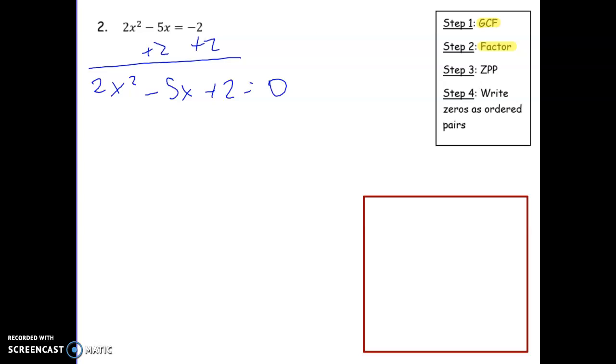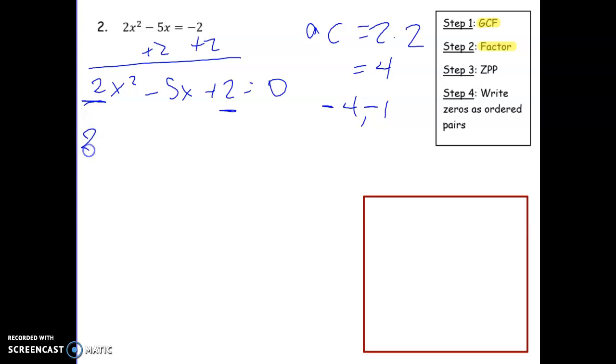Anytime I have a trinomial, I'm going to do A times C. In this case, A is the 2 in front of the x squared. And C is the 2 here at the end. So I have 2 times 2, which is 4. So I need two numbers that multiply to be 4 and add to be -5. Well, I know that 4 and 1 will give me 5, but I need a -5. So I need both of those to be negative in order for that to work. So -4 times -1 is +4. -4 plus -1 is -5.